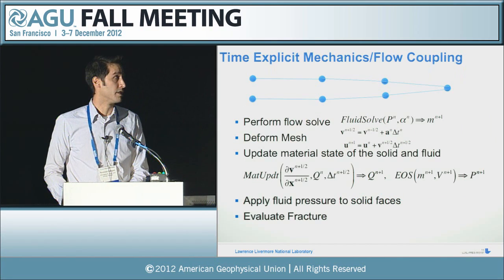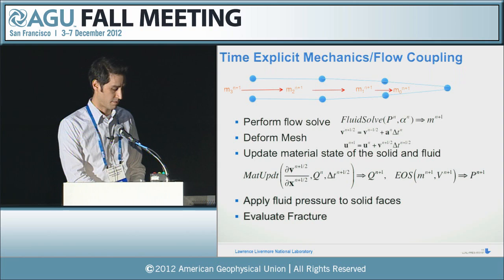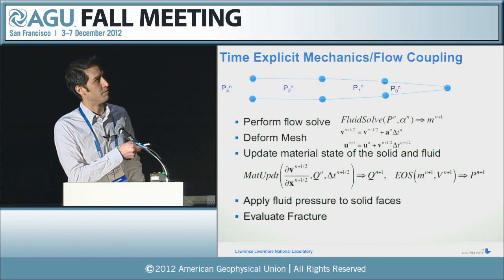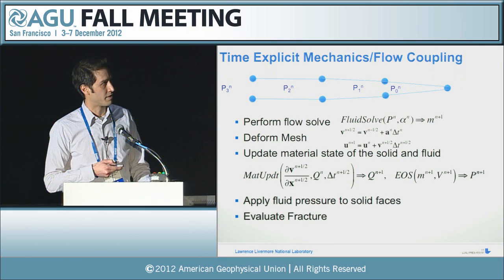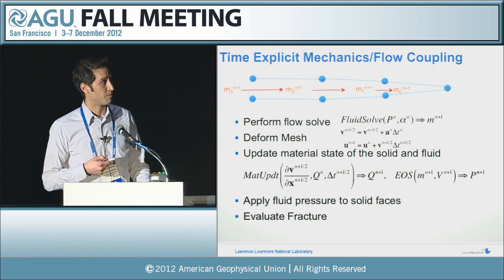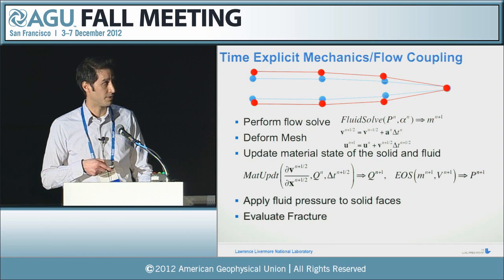Okay, so I'll go over real quick the time explicit mechanics and flow coupling algorithm that we use for the simulation that I'm going to show. So the first thing you have at the beginning of the step, and this is kind of a 2D toy drawing, but you would basically have your crack in 2D. You have your pressures on the face facets in between at time n. You could use those to perform a flow solve to get the mass at time n plus 1. You could deform the mesh using your standard Newmark update. Then you could update the material state of the solid and fluid using whatever material model you wanted and some EOS. Apply the fluid pressures to the solid faces and evaluate the fracture.